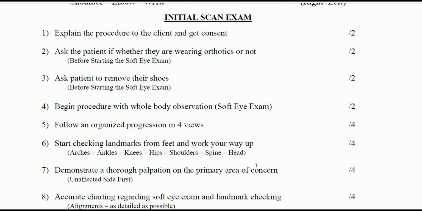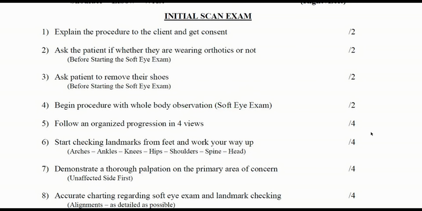And after that, you have to judge your time, because you have to spend a decent amount of time on palpation, a decent amount of time for the functional assessment, and passive or resistant range of motion. So assuming everything is going well, you've done your proper comments for whether they're wearing orthotics or not, and then you ask them to remove their shoes, and you did your body procedure, basically 4 views. Everything is done on that front.